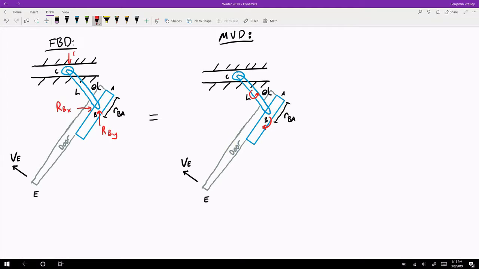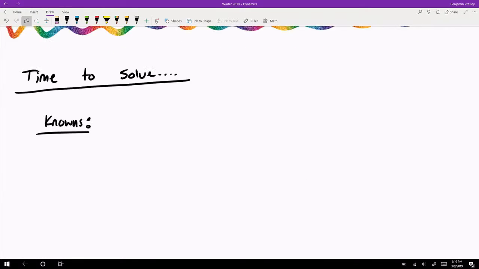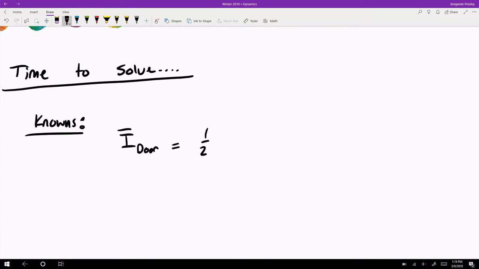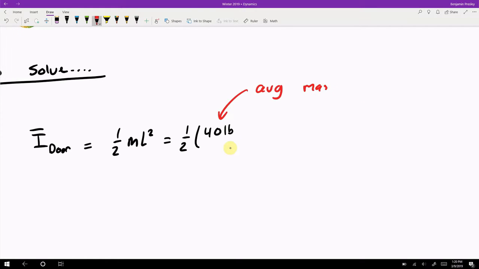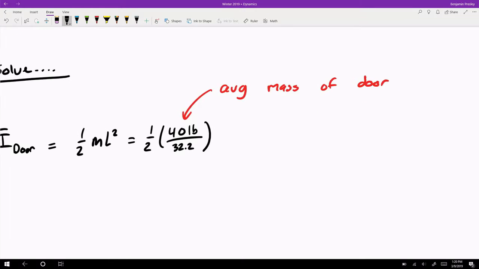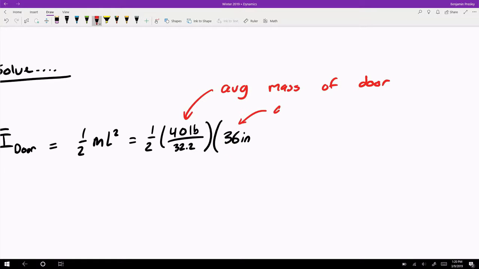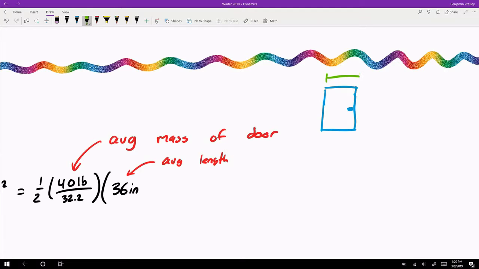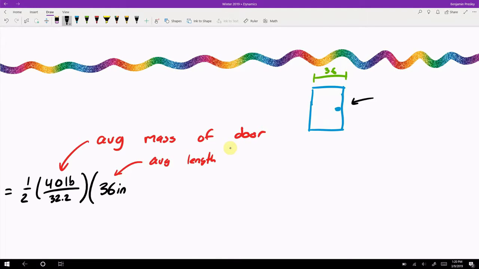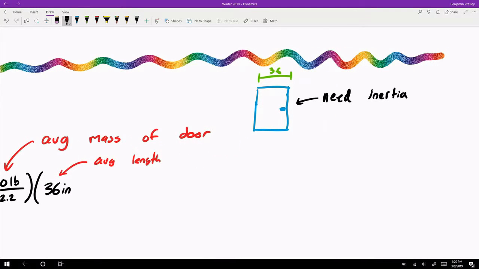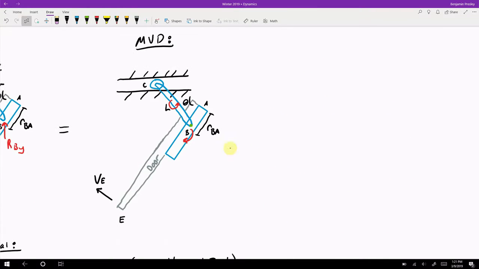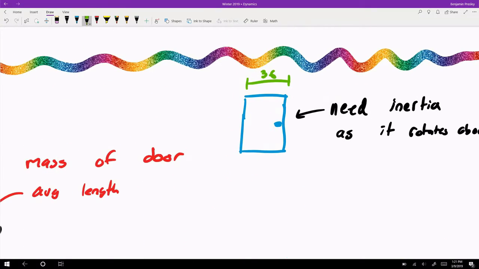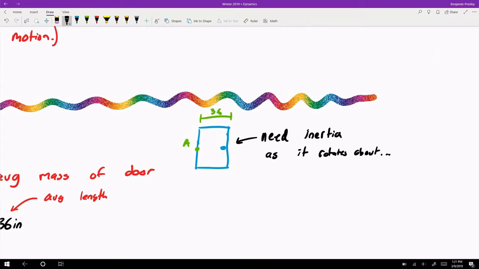Alright, so first we are going to use our knowns, which we actually know a lot about this problem. We know the inertia of the door, which is simply equal to 1/2 ml squared. For our m, we are going to use 40 pounds divided by 32.2 because that is the average weight of the American door. The average length is 36 inches, but we need to convert that into feet, of course. And we just need the inertia about the centroid, but more on inertia later because it's very important to this problem.